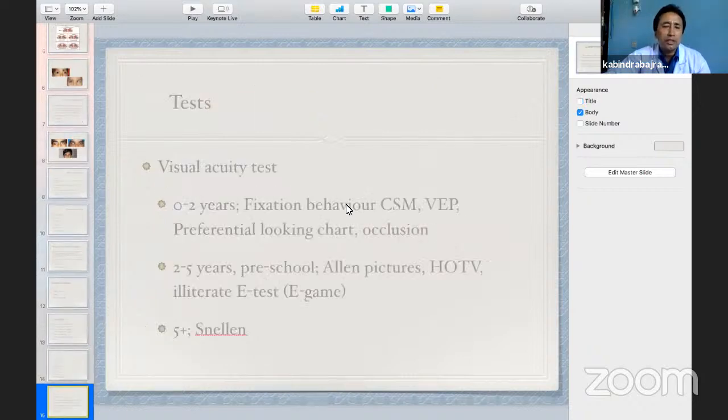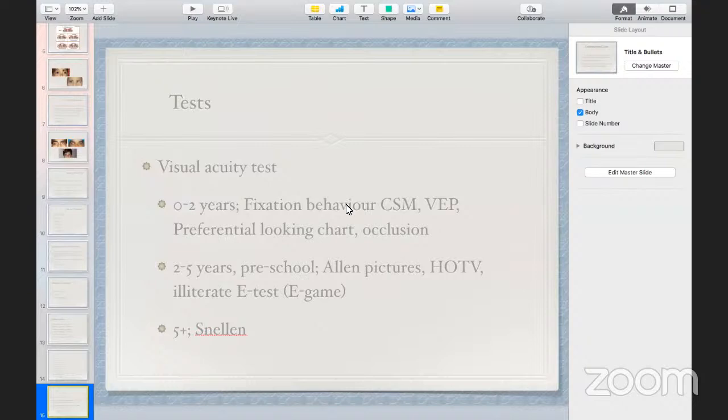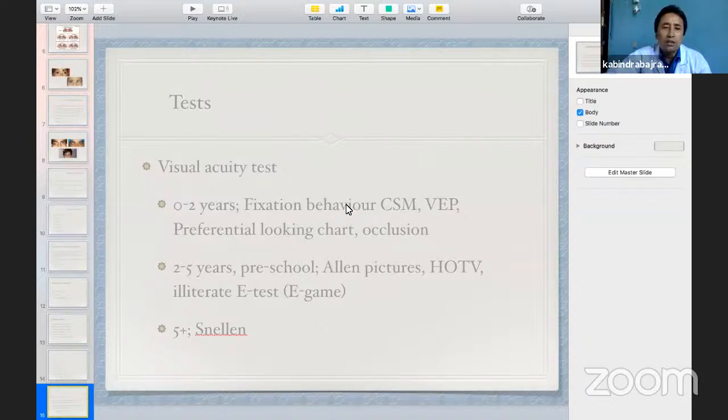Now coming to the tests, visual acuity is always important. Because if vision is not good, the eyes are definitely going to turn inward in case of small children. So for visual acuity test in case of children, we can use fixation behavior like central, steady, maintained, visually evoked potential, preferential looking chart. Occlusion alone can also be significant to see whether the eye is having vision or not.